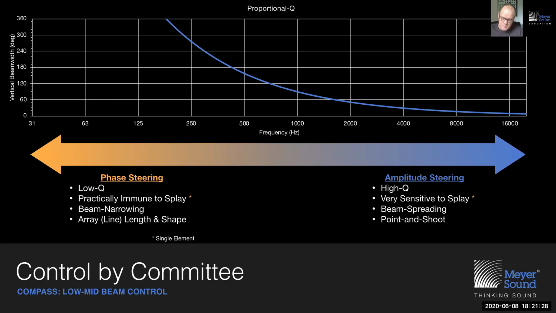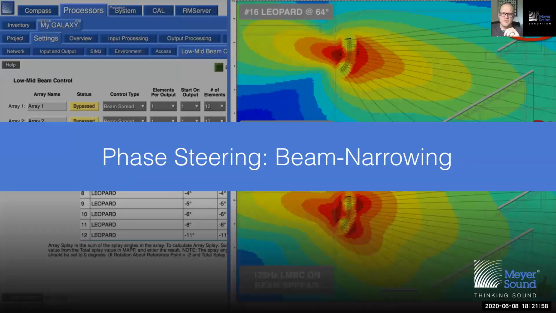And the challenge becomes to balance these two regimes, to leverage these two regimes: phase steering as a function of array length and shape, against amplitude steering, where it ultimately becomes point and shoot. Now, I want to show you both mechanisms. We do not have nearly enough time to discuss the entire inner workings of line arrays, but this will give you enough insight to become dangerous, as they say. So let's look at phase steering first.